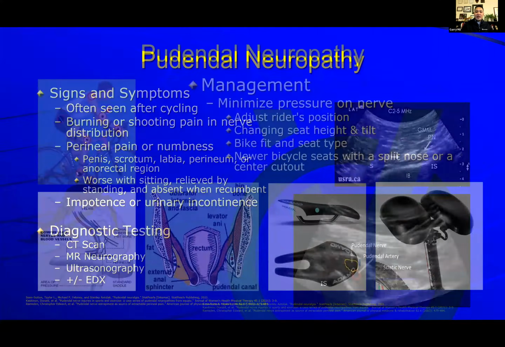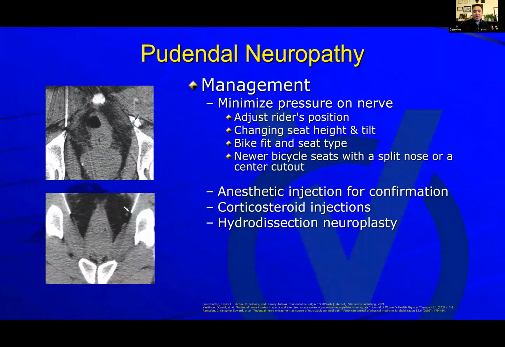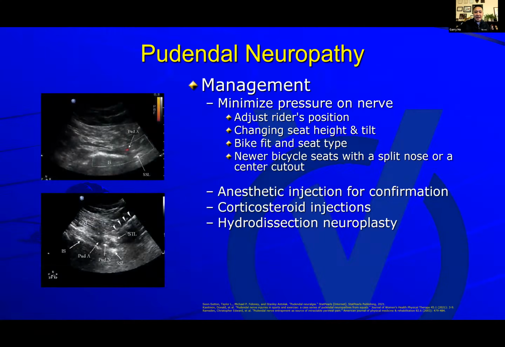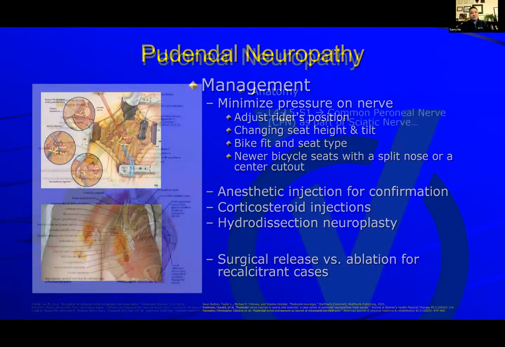So management: minimize the pressure on the nerve. So either looking at the bike fit, adjusting the riding position, or perhaps changing the bike seat to one that takes the pressure off of the ischiorectal fat may be advisable. And then finally, corticosteroid injections and hydrodissections can be very useful, and surgery or ablation if all else fails.